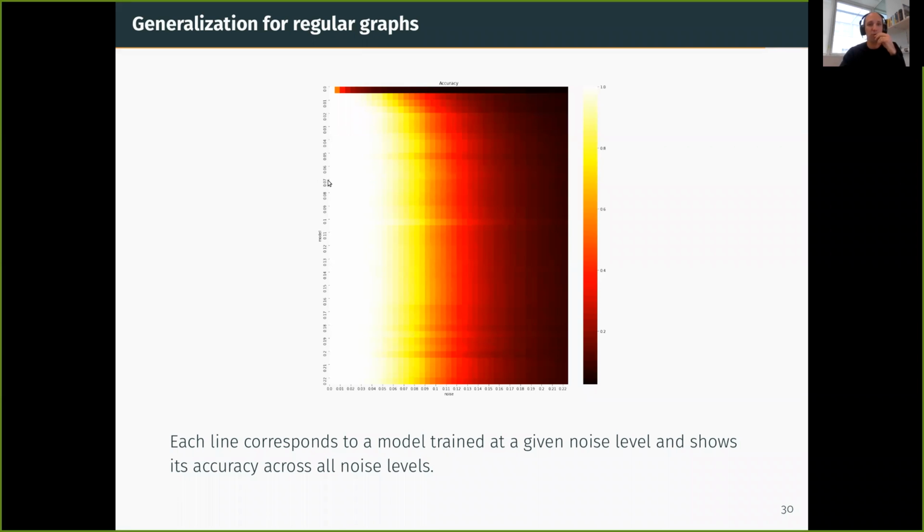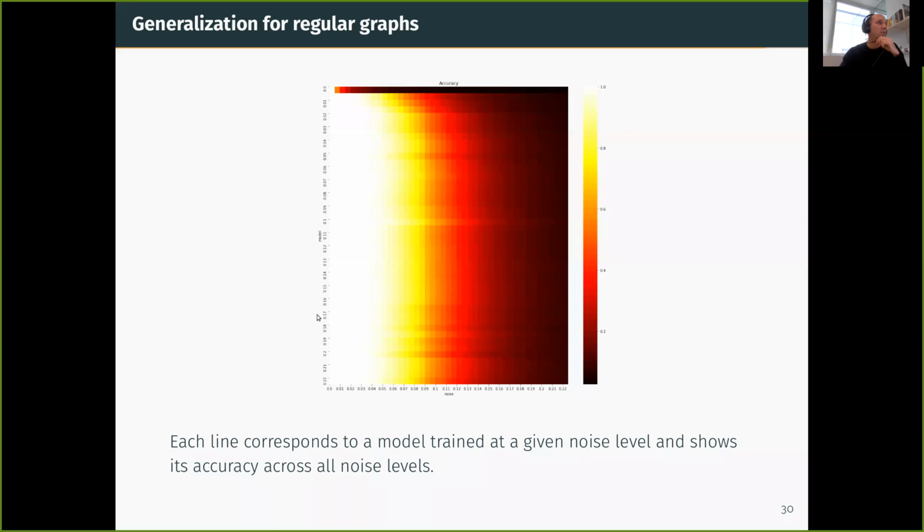One line corresponds to one neural network trained at this level of noise. So in this line, I'm plotting the accuracy of this particular neural network trained with a noise of 0.07, something like that. But then at inference time, I'm plotting the accuracy of this particular network for all the different levels of noise, which are written here. So both axes correspond to noise.